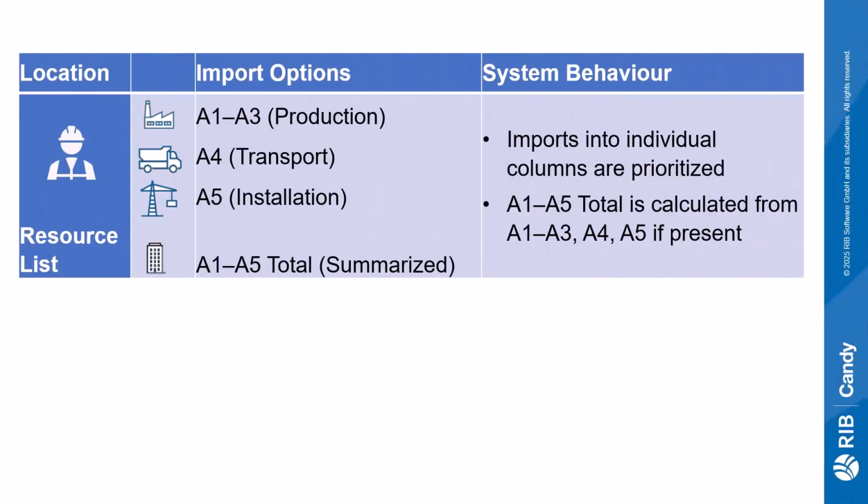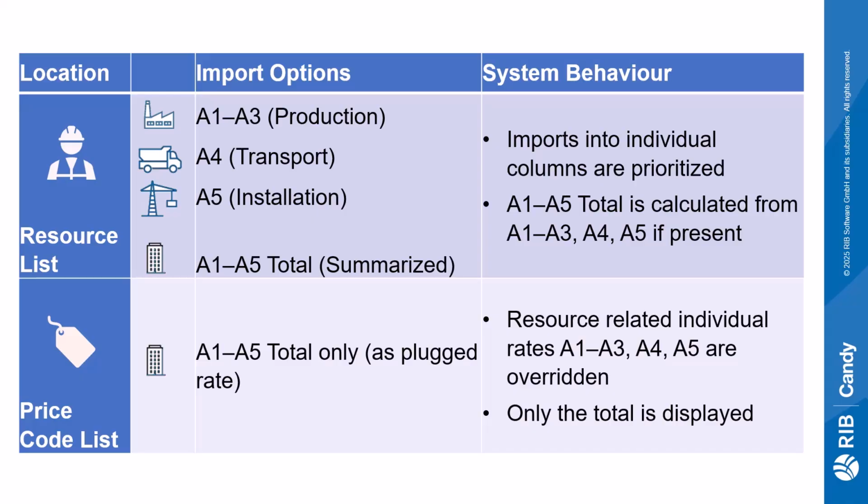To recap, carbon rates for resources can be imported for the individual modules A1-3 to A5, or for the combined total column A1 to 5. However, if rates for both the individual modules and the combined total are present, the combined total will be overwritten with the sum of the individual modules. Note, only combined total rates can be imported for price codes, and it will override any existing individual module rates.